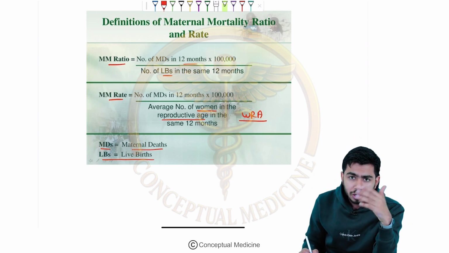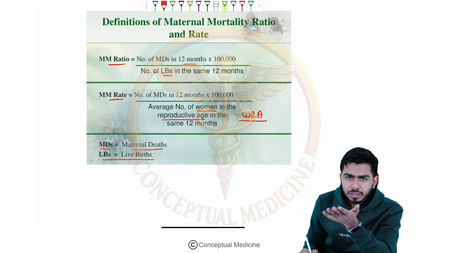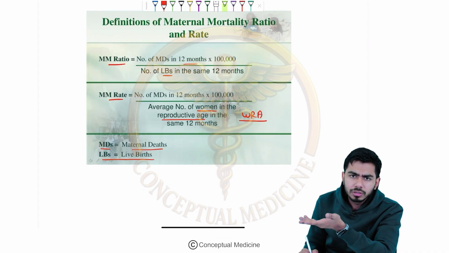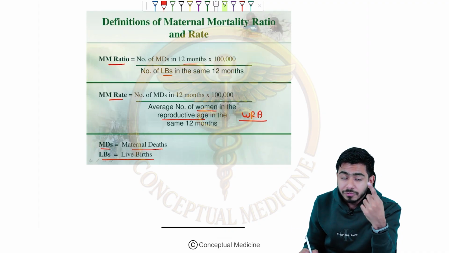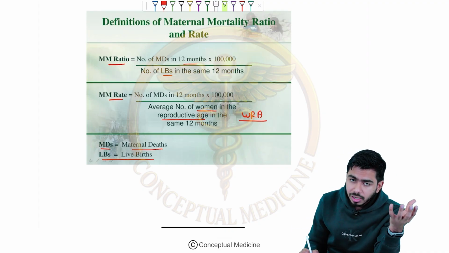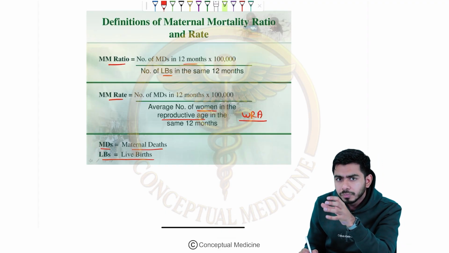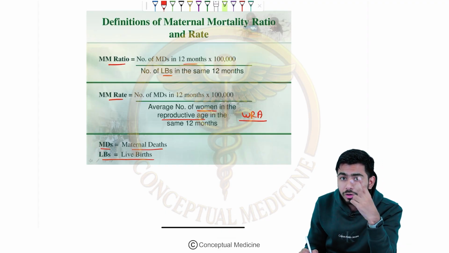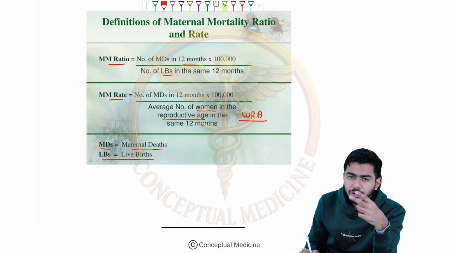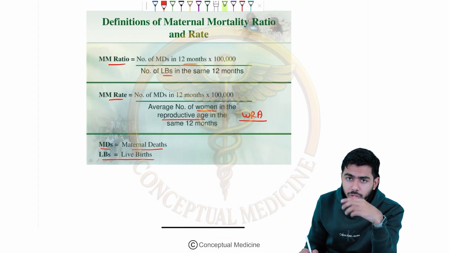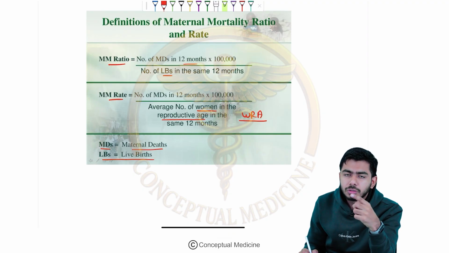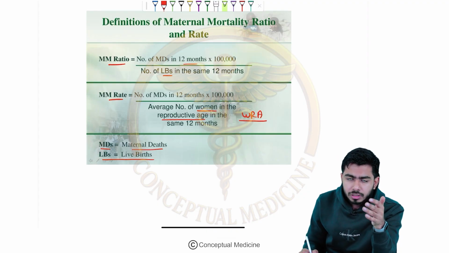For example, there is no relation between the maternal death and the children who are born, that is the live birth, right? But there is a relation between the number of maternal deaths and the women who are in the women reproductive age group. So numerator and denominator, both of them are talking about the women only, right? But not in the ratio. In the rate they are related to each other, but in the ratio, the numerator and denominator are not related to each other, right? I hope that was clear.